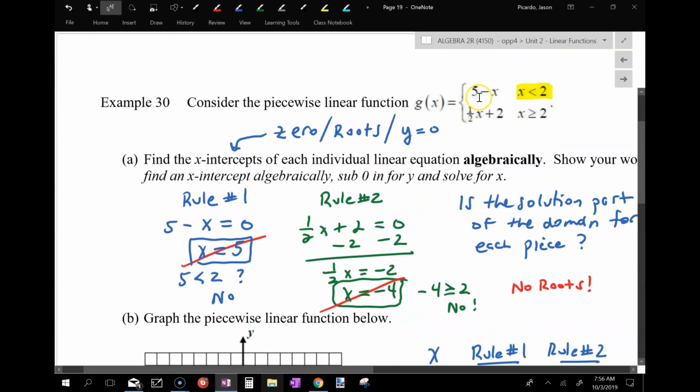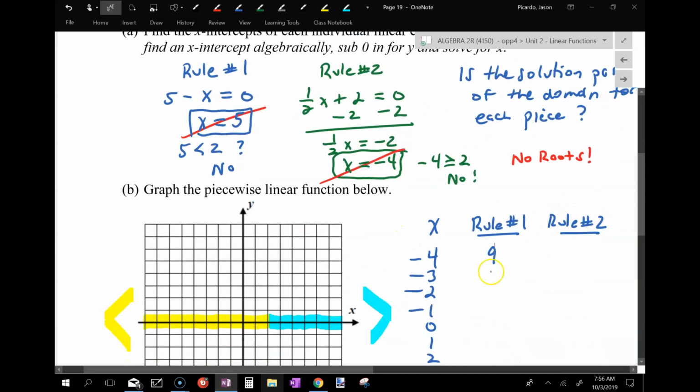Okay, if I plug in -3, 5 minus -3 is 8. 5 minus -2 is 7.